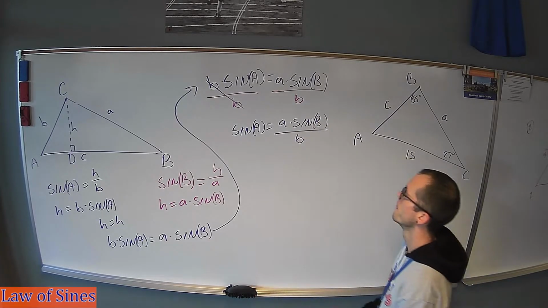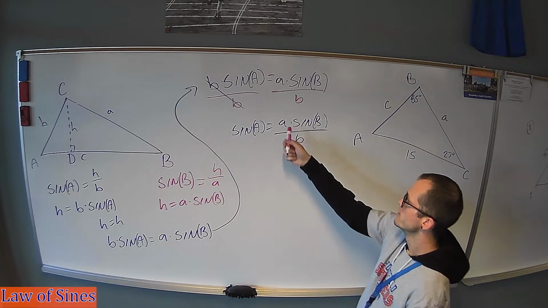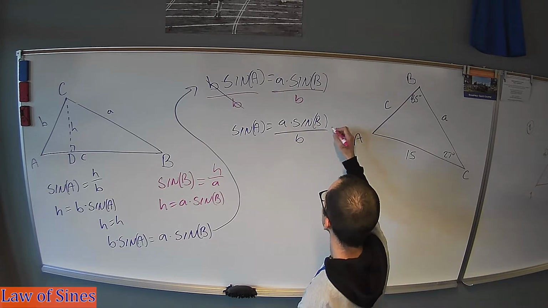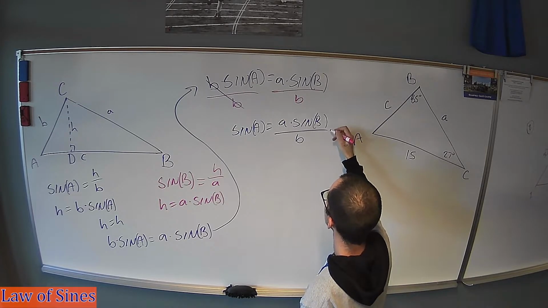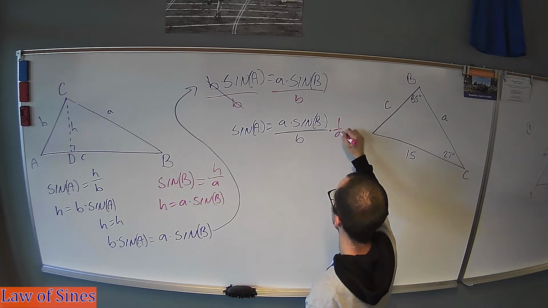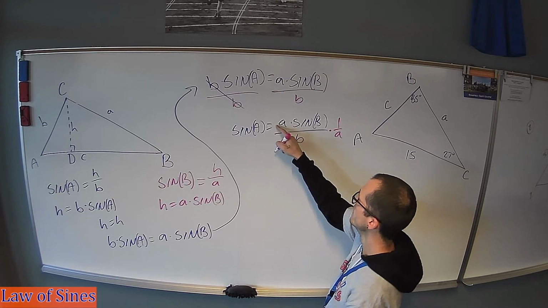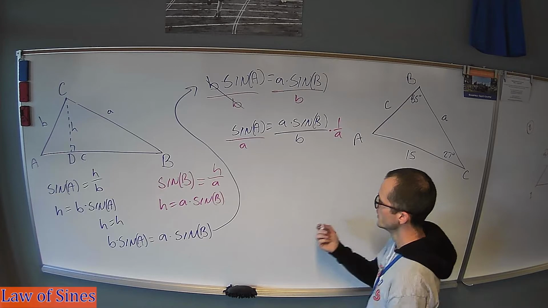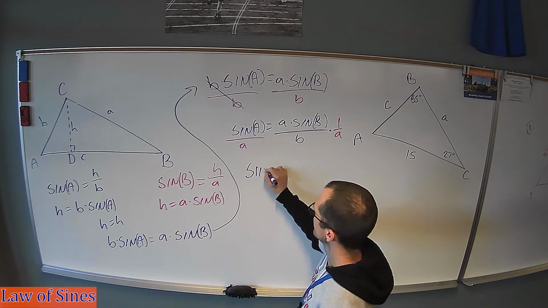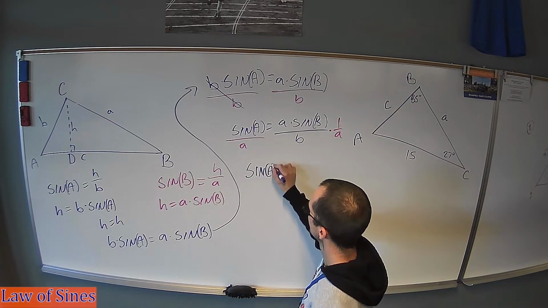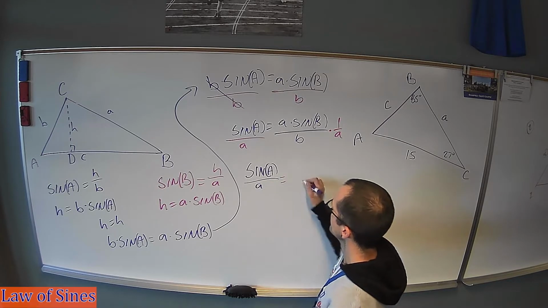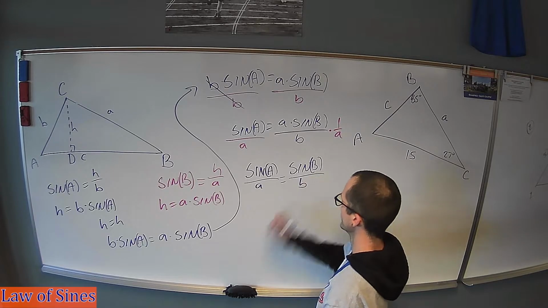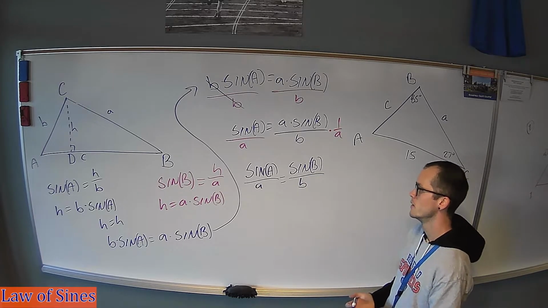Boom. Now what I want to do is divide, I keep mixing them up, I want to divide both sides by A. So I'll multiply this side by 1 over A, which is the same thing as dividing by A. The A's cancel, and I'll divide this side by A as well. So then what I find is the sine of A divided by A equals the sine of angle B divided by side length B.